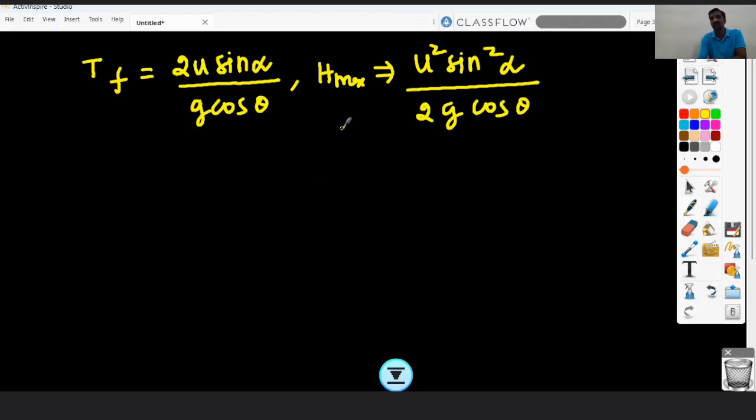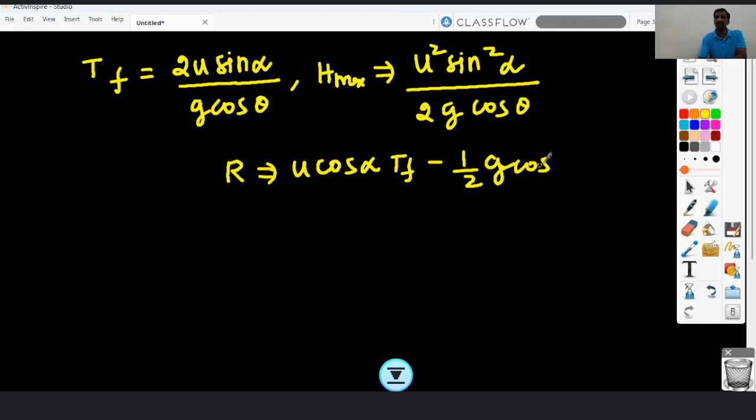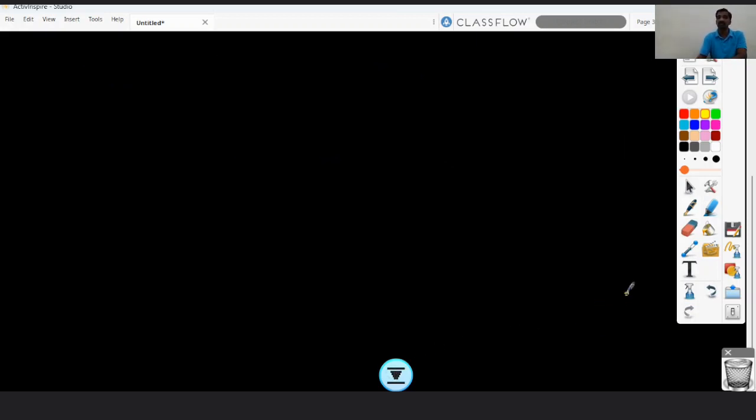Okay, and then the range formula. I told you no need to memorize that. We are going to use only range equal to u cos alpha into tf minus 1 by 2 ax tf square, where the horizontal component of acceleration is g sin theta. So directly we can use this formula to calculate the range. Okay, now we shall discuss one example question.